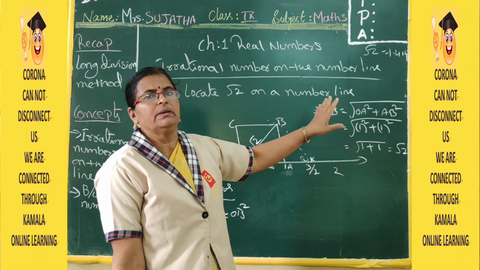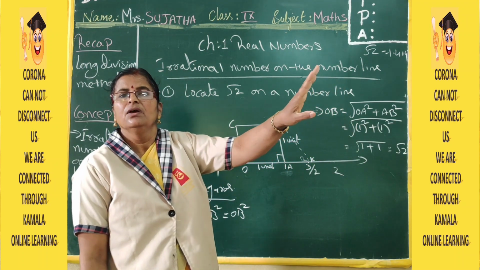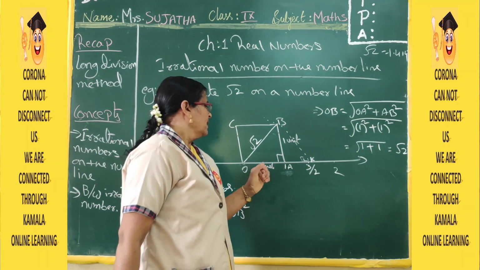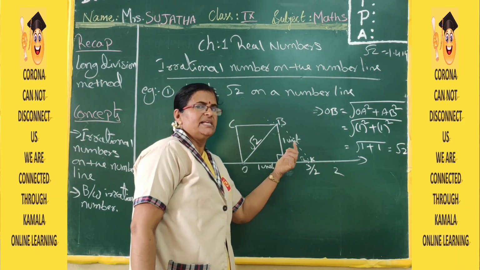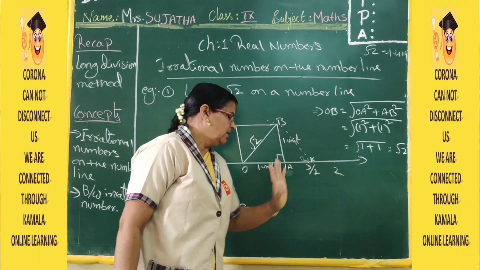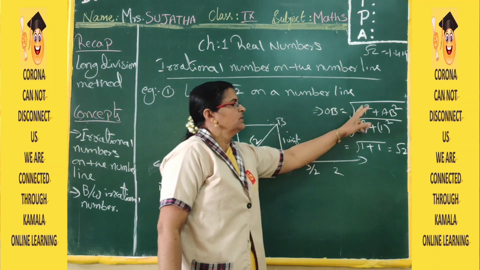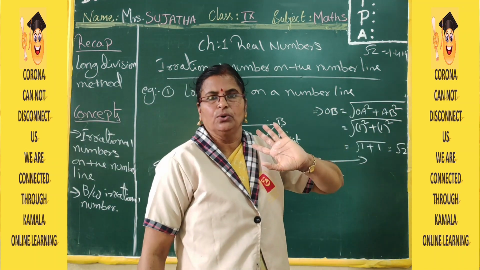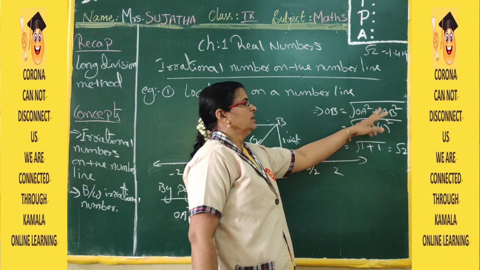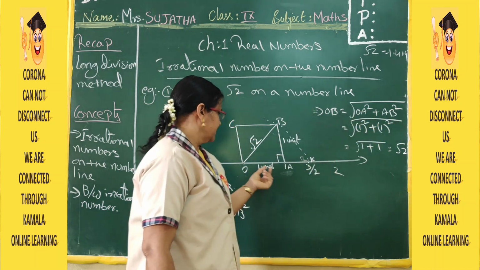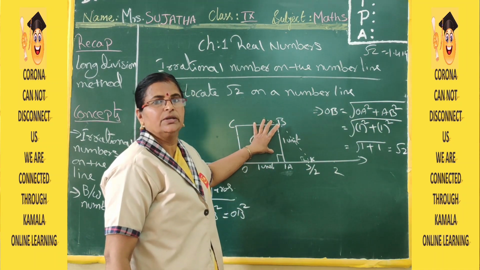Square of hypotenuse will be equal to the sum of the squares of the two sides. So OA square plus AB square is equal to OB square. Now we want OB. So the square will go that side and change into square root. Now under root of this you have to write OA distance is 1 unit, AB distance is 1 unit.